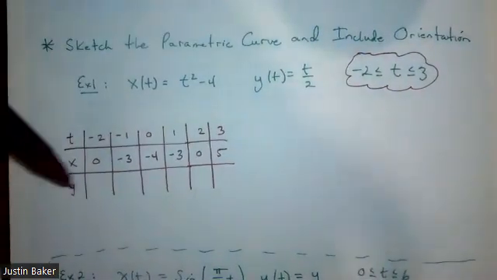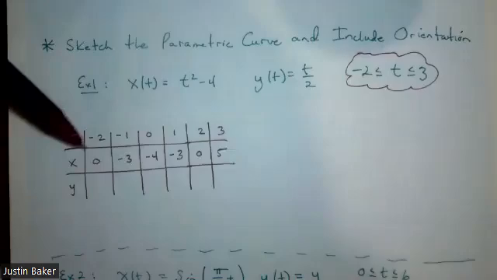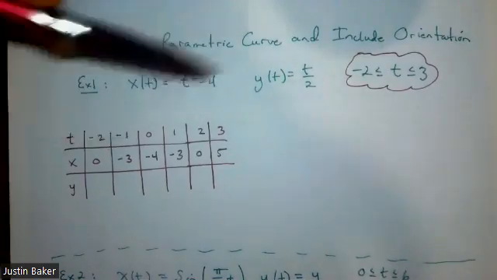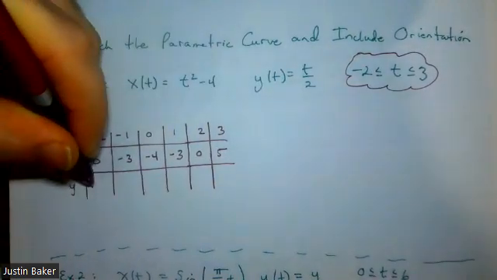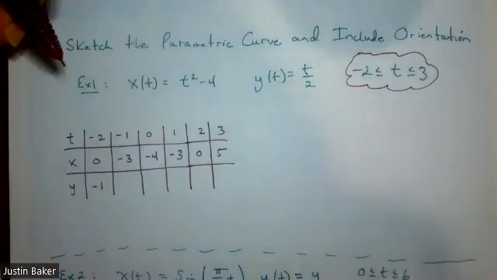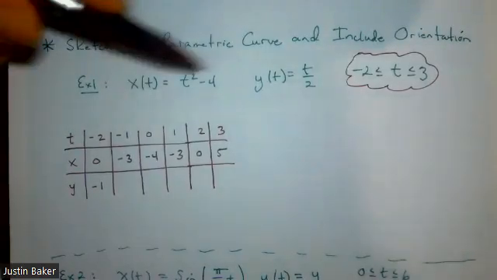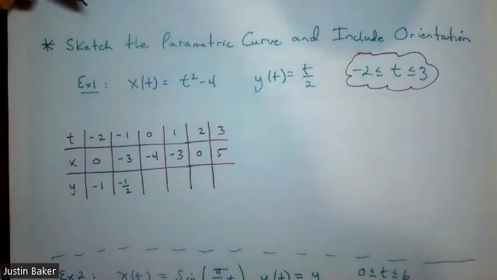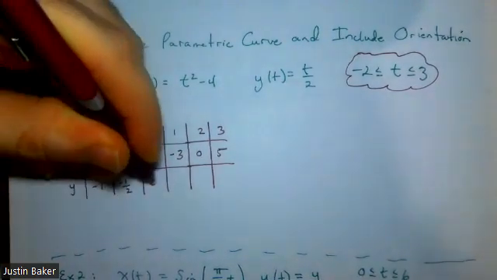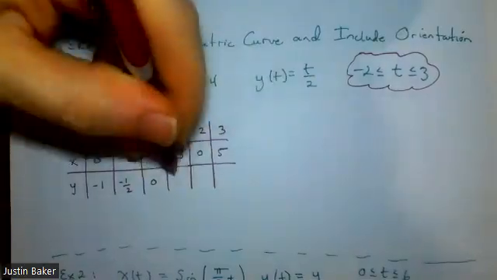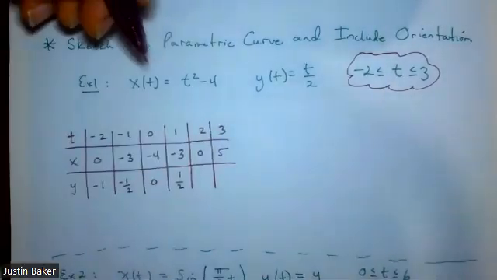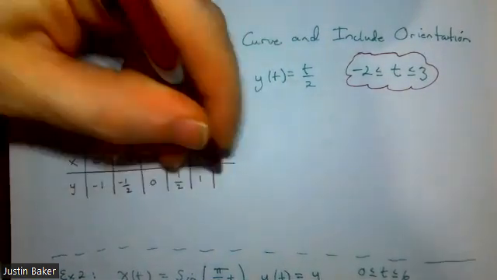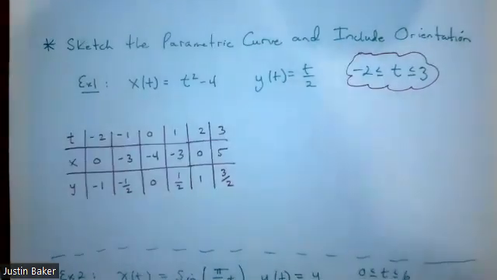Then we do the same down here, but now we plug these T values into the Y equation. If I plug -2 in, -2 over 2 gives us a result of -1. If I plug -1 in, that gives us -0.5. If we plug 0 in, you get 0. If we put 1 in, we get 0.5. If we put 2 in, that's 1, and 3 gives 3/2.